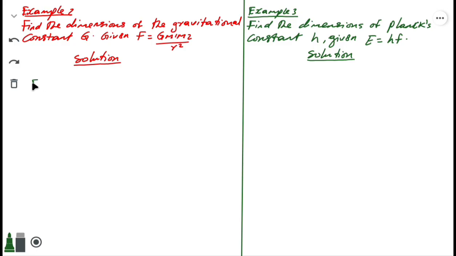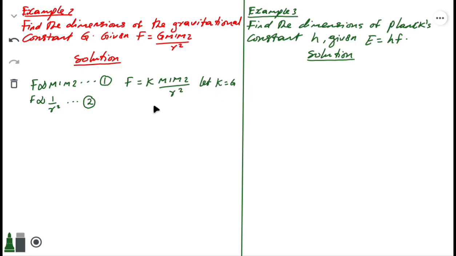That is, F is directly proportional to m1 m2, let's consider this to be 1. F is inversely proportional to what? To distance r squared. Now we can combine these and we're going to have F equal to K m1 m2 over r squared. Now let K be equal to G, the gravitational constant. So F will be equal to G m1 m2 over r squared.